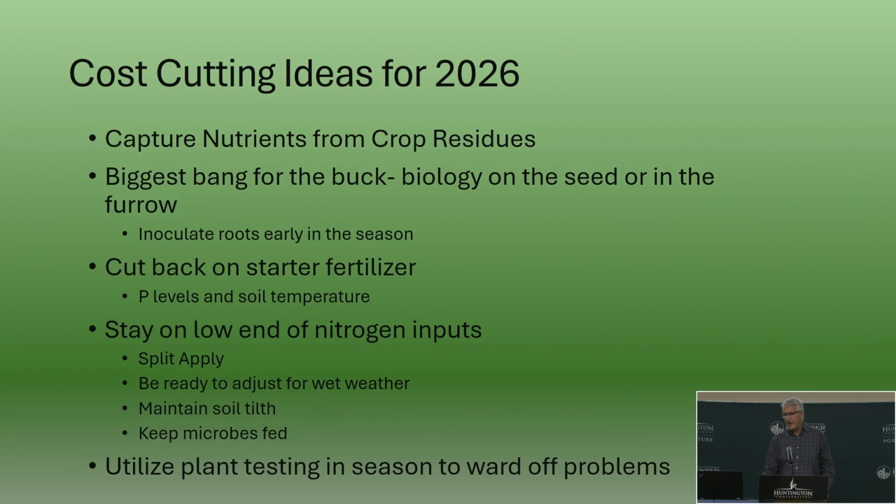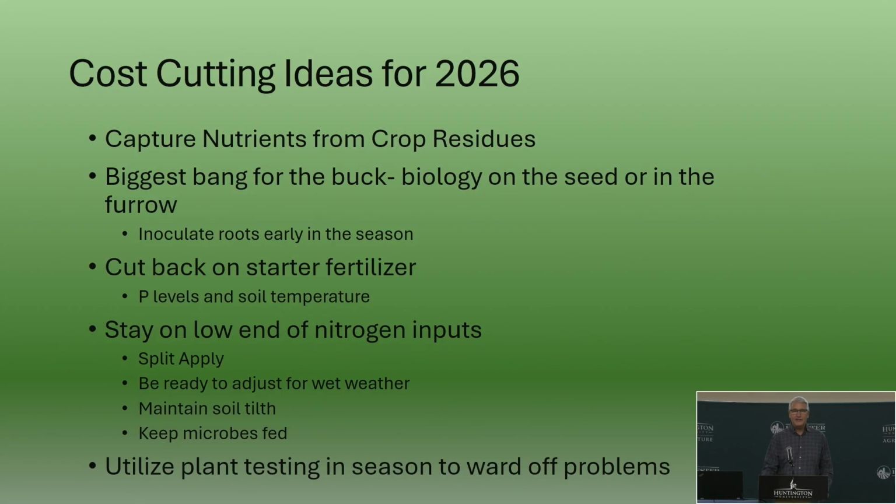How do we do that? By split applying. Be ready to adjust in wet weather, though. We can aim for low nitrogen rates, but realize nitrogen is a moving target. If you have 10 inches of rain in May, it's going to take more nitrogen to grow a crop. So have a plan B if you've front loaded your nitrogen on the low end.